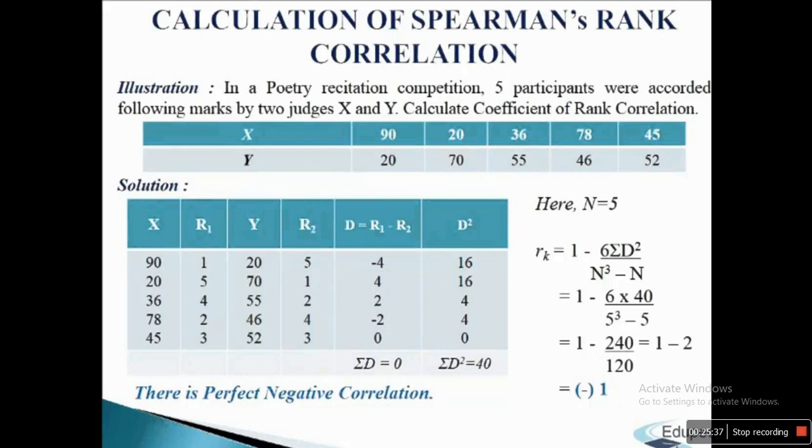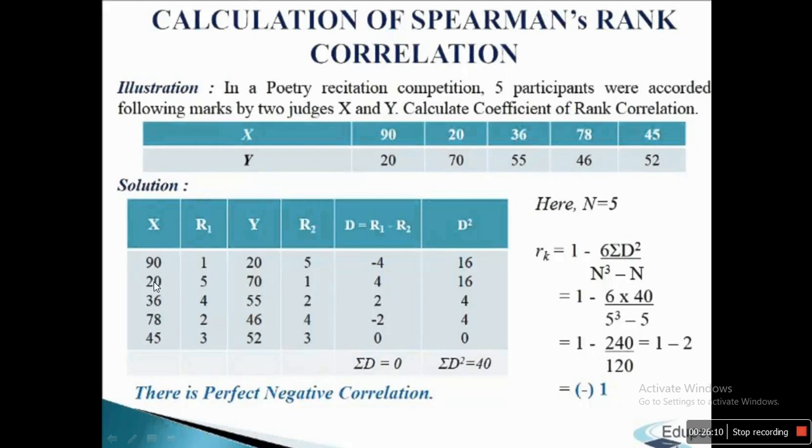Quickly take this example. This is a poetry recitation competition. 5 participants were accorded the following marks by 2 judges X and Y. Calculate the coefficient of rank correlation. So now the data is in front of your eyes. There is X series and there is Y series. These are the marks of 2 judges. 90 and 20 given to the first student, 20 and 7 to the second participant, then third, fourth and fifth. So that is how the data we have.